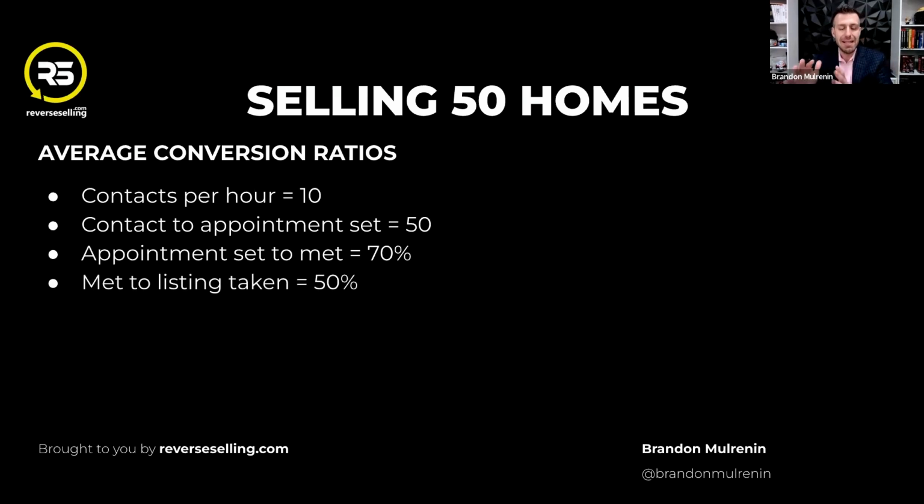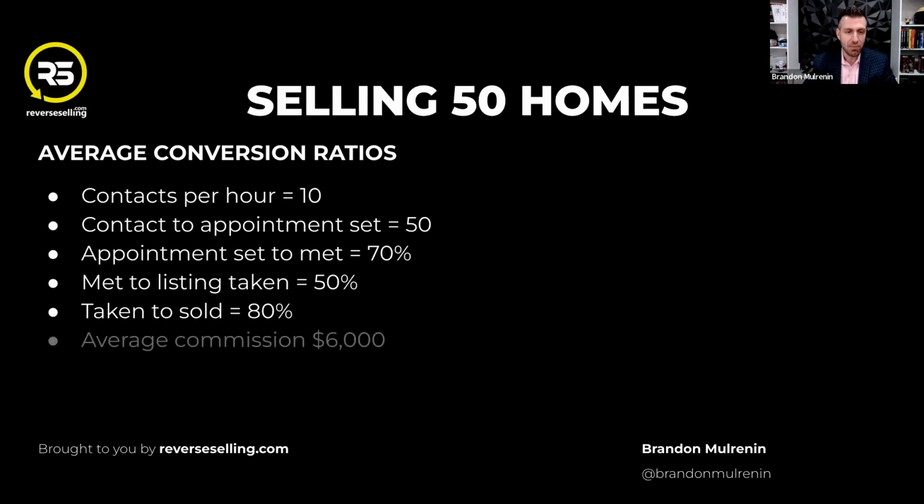Your met to listing taken. So how many people do you have to meet with in order to get them to sign a contract to pay you 6 or 7%? This is a 50% conversion ratio. Average. Some of you are like, yeah, Brandon, I close 90%. Cool. Average. Next is how many listings do you take that actually sell that you get paid on? I know it's high right now because the market's doing us all a favor, but on average it's 80%. I'm going to use the average commission of $6,000.